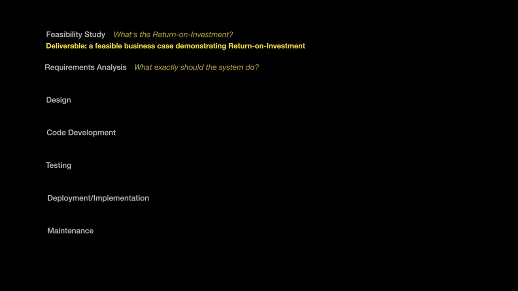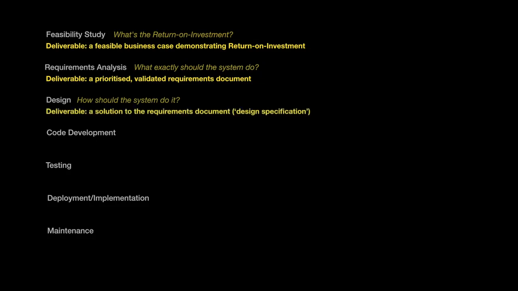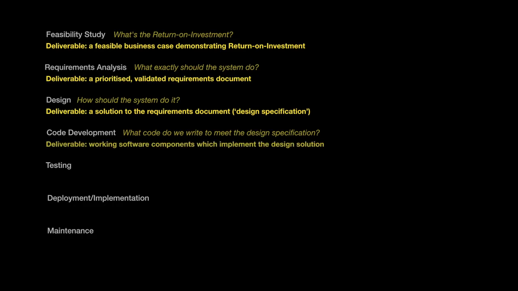The requirement stage says, well, what exactly should the system do to meet that return on investment? And the deliverable says exactly this, a prioritized, validated requirements document. So the design then says, well, how should the system achieve those requirements? And what is produced is a solution to the requirements document, a design specification, sometimes called a design solution. Then code development stage asks, what code could we write in order to meet the design specification? And the answer to that is working software components. That's the deliverable from that phase, which implement the design solution.